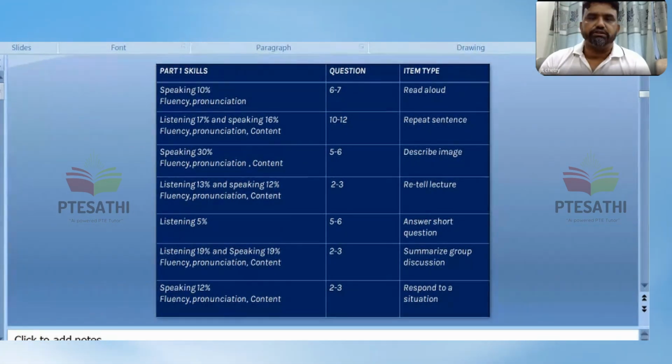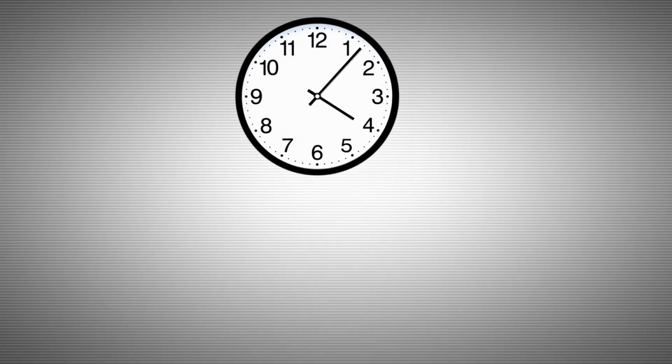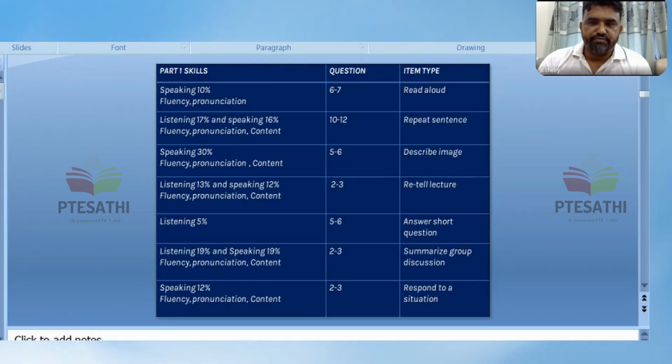become more important. You'll be given 5 to 6 images, 25 seconds preparation time, and after that you have to describe images, and you have to speak at least 30 seconds. In fact, there isn't any time limitation, but I would suggest you speak more than 30 seconds, because what happens when you speak more, you provide more content.